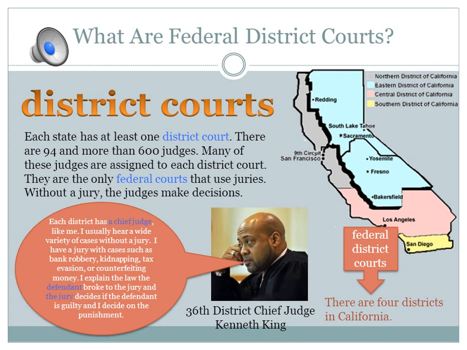Each district has a chief judge, and I chose as an example the 36th District Chief Judge, Kenneth King. Each district is given a number, and the 36th District is just one of the 94 districts. Most cases are heard by a judge without a jury. However, other cases such as bank robbery, kidnapping, tax evasion, or counterfeiting money are tried by a judge and a jury. So there's certain cases that are tried by a judge and a jury.